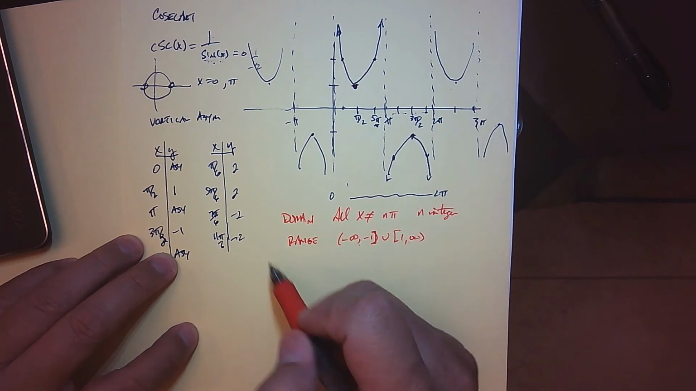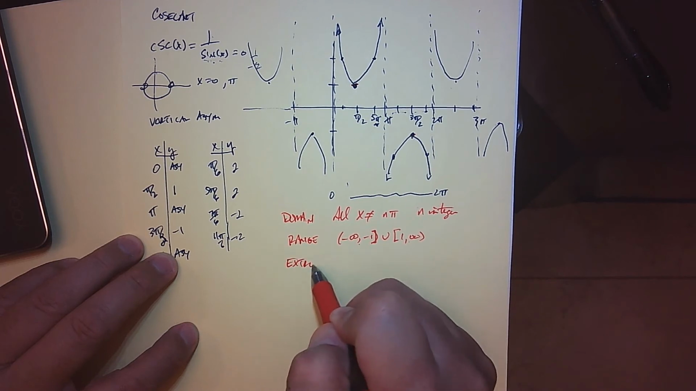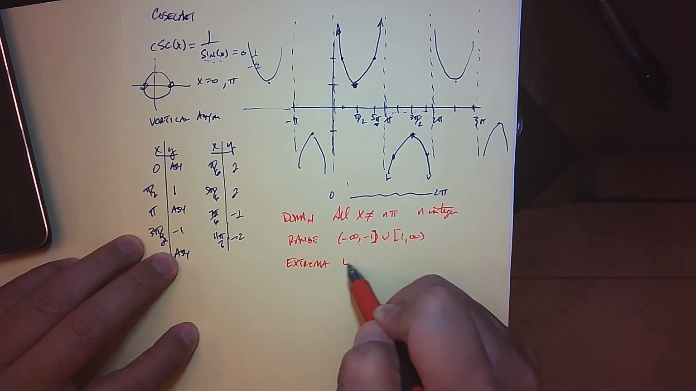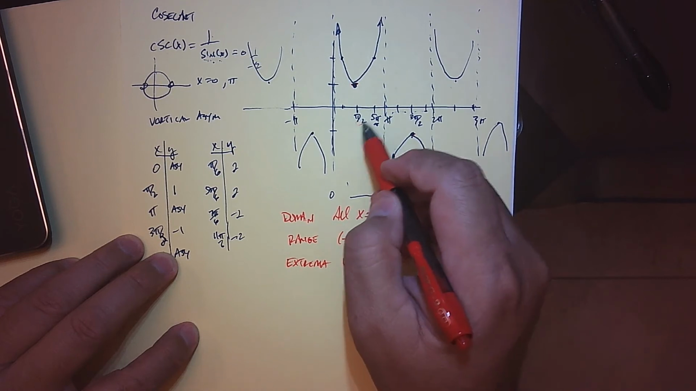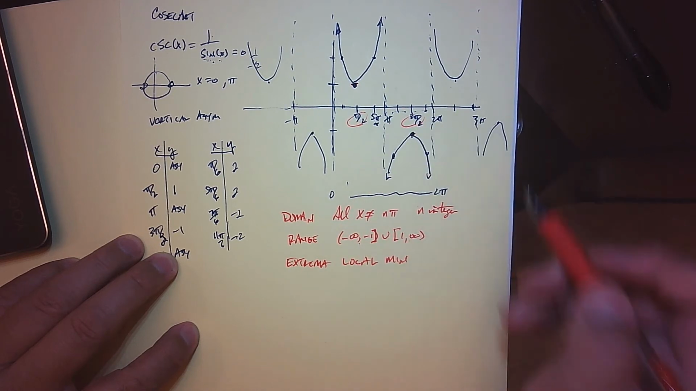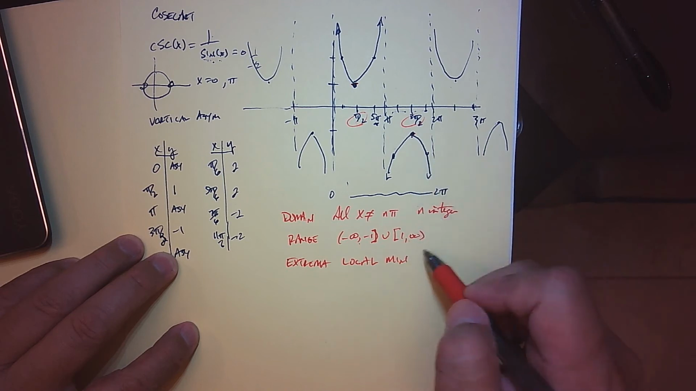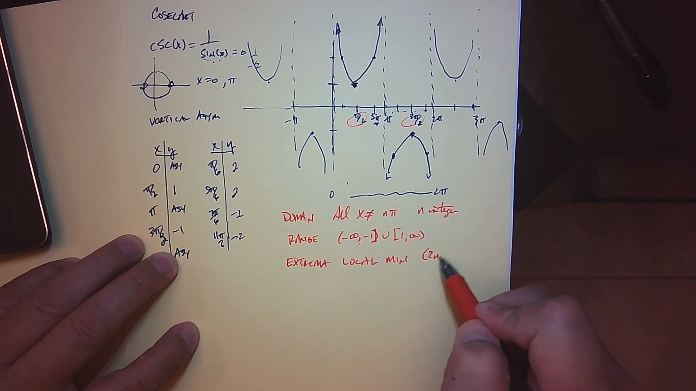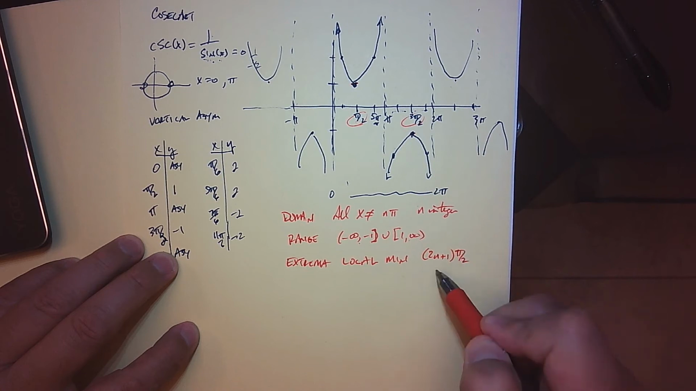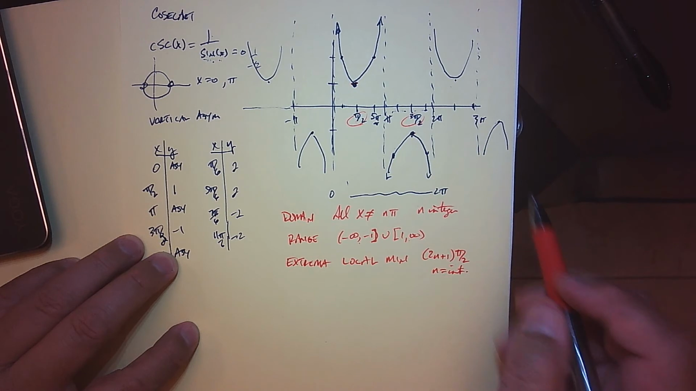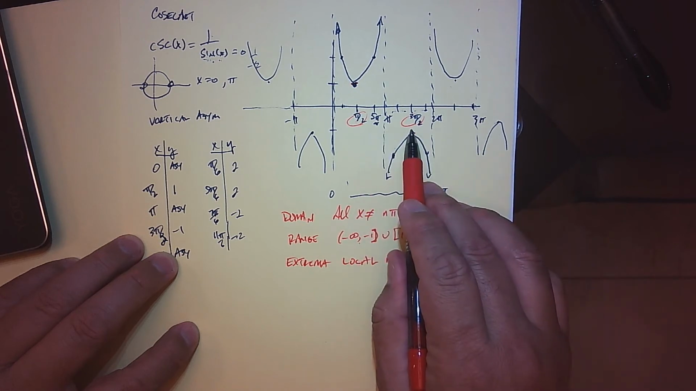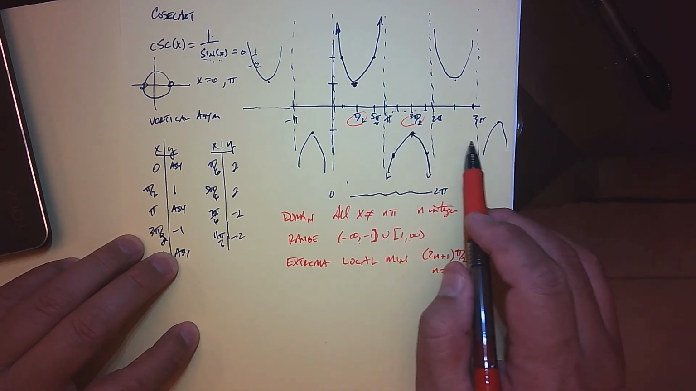We also see that we do in fact have extrema. We have some local minimums occurring at basically all the odd multiples of pi over 2, like 3 pi over 2, and again n is any integer. So that'll make sure we're an odd multiple. So pi over 2, 3 pi over 2, 5 pi over 2, all that good stuff.